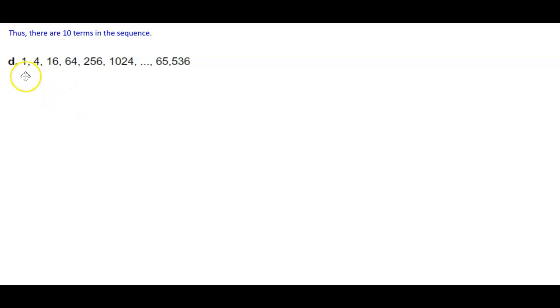In the last sequence, we have 1, 4, 16, 64, 256, 1024, all the way to 65,536. If you notice here, there's no common difference, but there is a common ratio, because 4 divided by 1 is 4, 16 divided by 4 is 4, 64 divided by 16 is 4, and 256 divided by 64 is 4 as well. So, using the general expression for the nth term of a geometric sequence, the first term is 1, the last term is 65,536, the common ratio is 4, and we're looking for n.